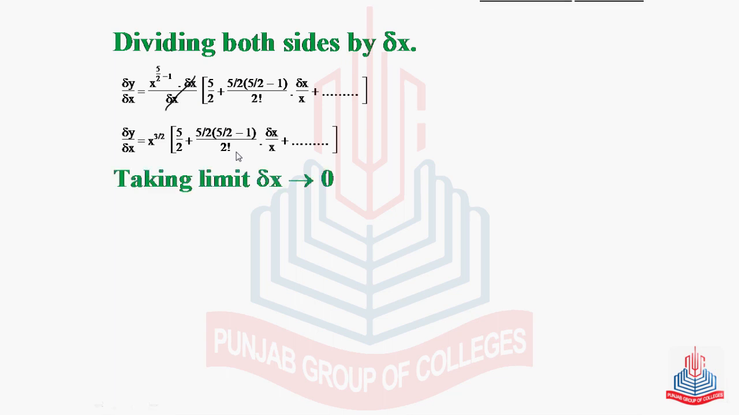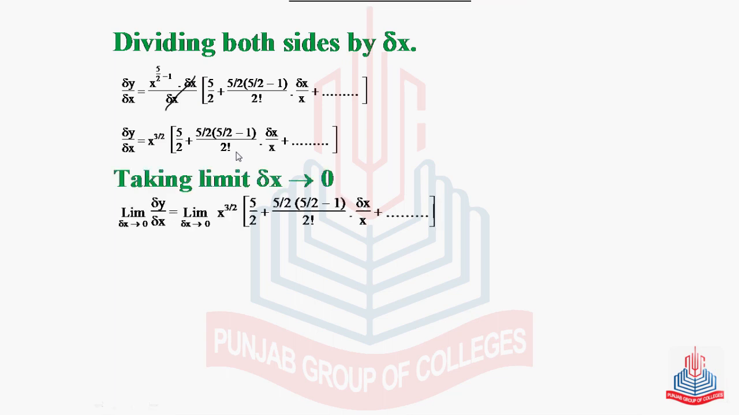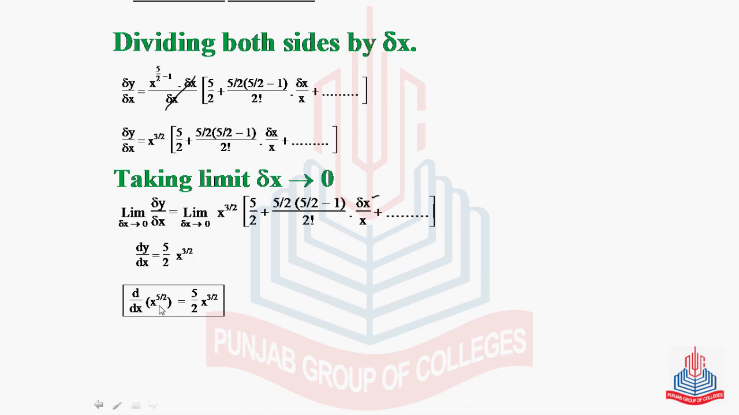Taking the limit delta x approaches 0, applying the limit on both sides. The left side will become dy by dx, and when we apply the limit delta x approaches 0 on the right side, again the same process, all the terms will become 0 due to the presence of delta x, except this first term, which is 5 by 2. Multiplying by x raised to the power 3 by 2, we have 5 by 2 x raised to the power 3 by 2, which is the differentiation of the given function and can be written as d by dx of y. Just put the value of y, which is x raised to the power 5 by 2, and the right side will become 5 by 2 x raised to the power 3 by 2.